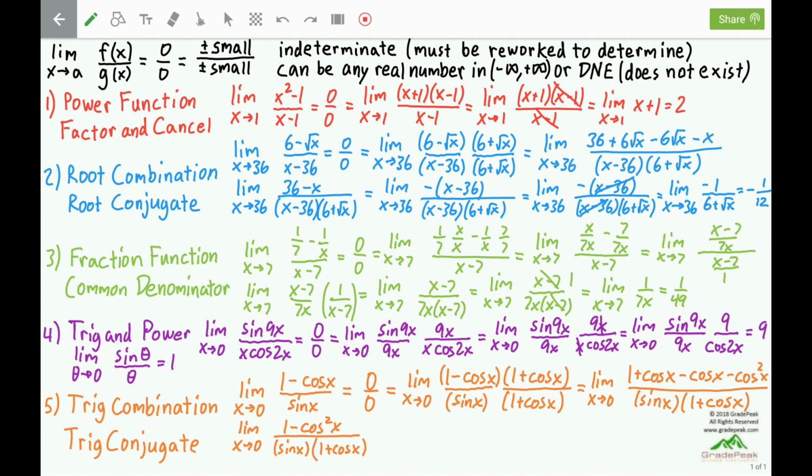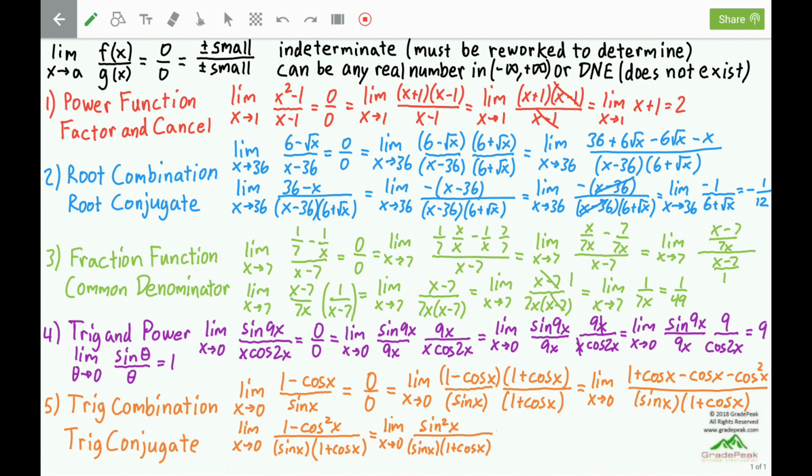If you look in our numerator, we have 1 minus cosine squared of x. That, from the Pythagorean trig identity, is equal to sine squared of x. And I'm going to replace it with sine squared of x. We still have 0 over 0. We haven't changed that just yet. You don't change it until you cancel what's making the zeros.